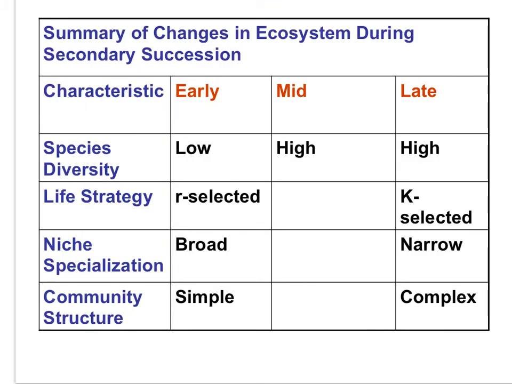So here is a table that strengthens some of the characteristics of early and late successional stages. Early succession has low species diversity. Late succession, high diversity. Early in succession, the life strategy is R-selected. Late in succession, it's K-selected. The niche of early successional species is broad. They're opportunist, pioneer species, while in late succession, the species have a very narrow niche specialization. Community structure is simple early in succession and more complex late in succession.